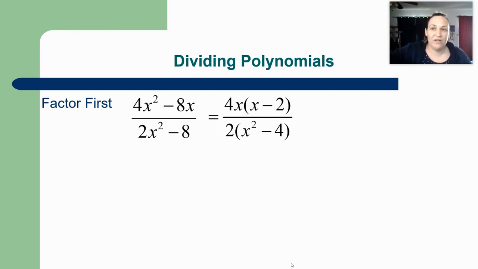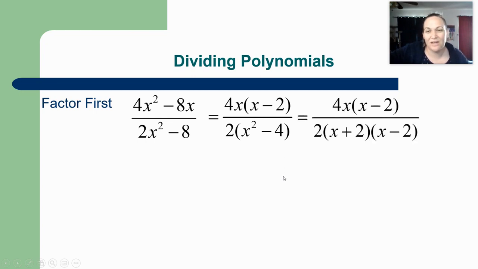Now, my numerator cannot factor anymore. There is not a square on my x, and so I just can't do anything else. You have to have an exponent on your variable to be able to factor more. But I can factor the denominator some more. So x squared minus 4, that is a difference of squares. It turns into x plus 2 and x minus 2. Notice that the GCFs are still on the outside. This is my fully factored fraction.